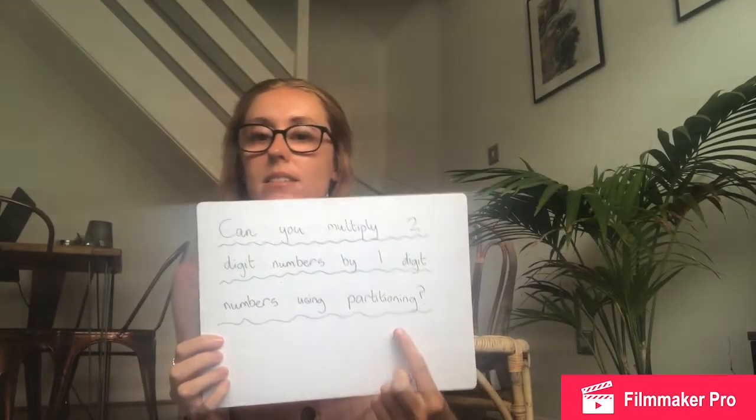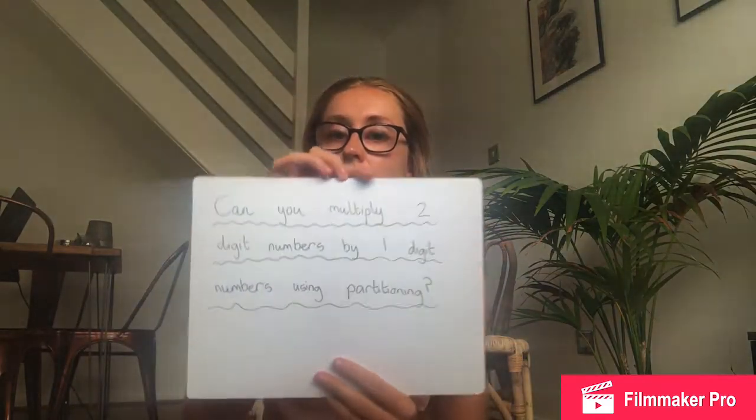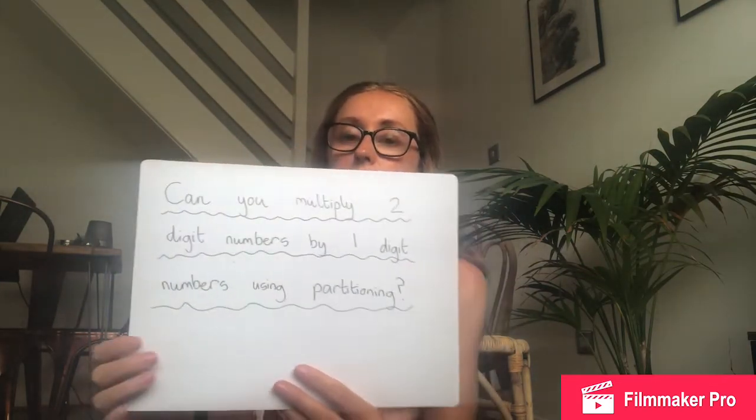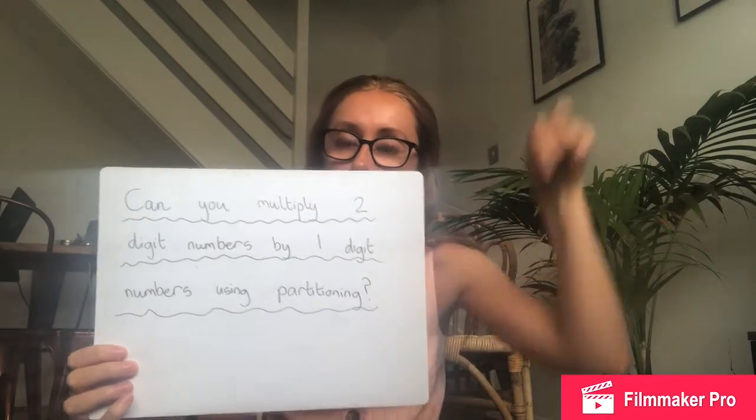So partitioning is the method that we use to work out in Year 3. When it says 2-digit numbers, hopefully you can think of some examples of 2-digit numbers. That's where there are literally 2 digits in the number. So numbers like 15, 23, 65, 99. And then the 1-digit number is obviously 1, 2, 3, 4, 5, 6, 7, 8, 9.